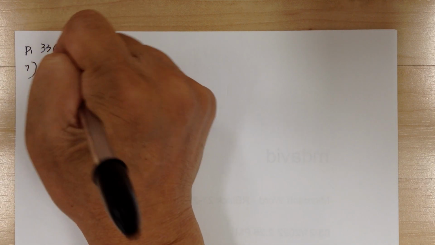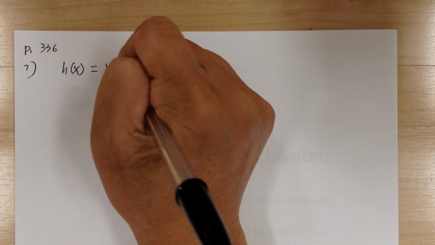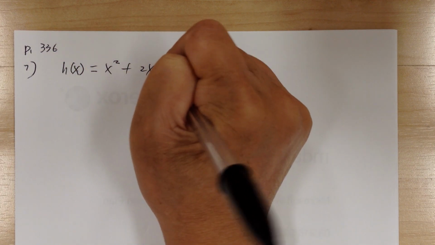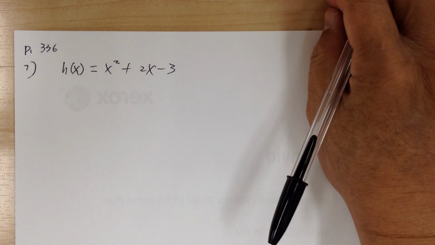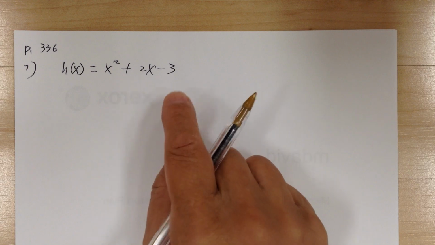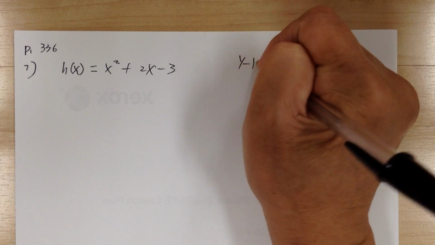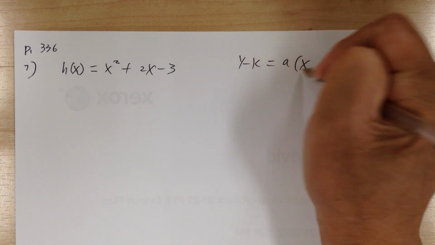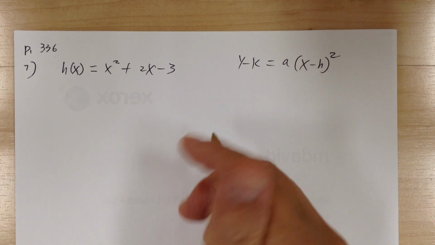Okay, number 7, you have h of x equal to x squared plus 2x minus 3. In the previous problems, they kind of completed the square for you already, but this one, you have to complete the square yourself. So again, you need to get into this form. You have to get into that form, so it means complete the square.